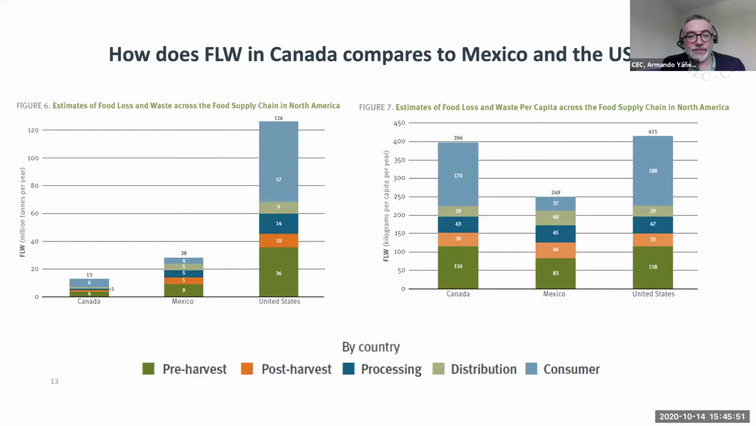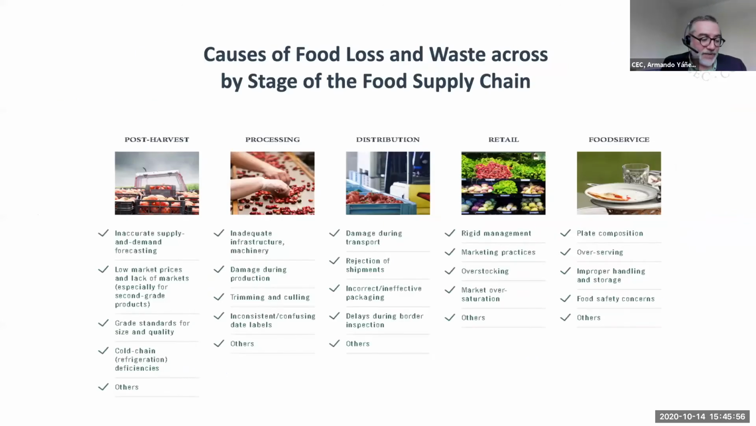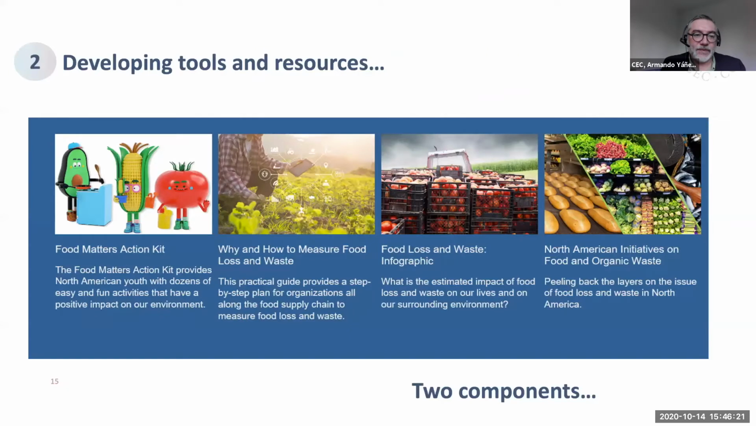In those countries. So next is very important, not only to understand the magnitude and where it's happening, food loss and waste, but also try to understand why it's happening. And so the Commission also worked on this, on identifying the causes of food loss and waste in different stages of the food supply chain. I won't go much into detail of this, but all of this is available for you on the website.